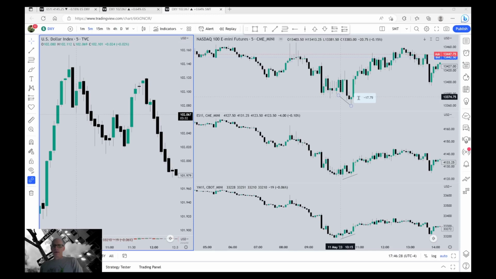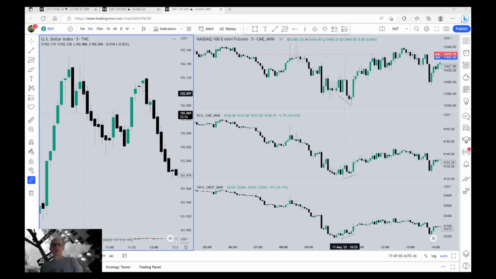So 10 o'clock to 11 o'clock is the AM session silver bullet. And what we see is we have SMT divergence at 10:40 because we make this lower low here, whereas we're making higher lows here. So at the close of that 10:40 candle, we have not pierced the lows where we did on NQ. We also did not pierce the lows on YM.